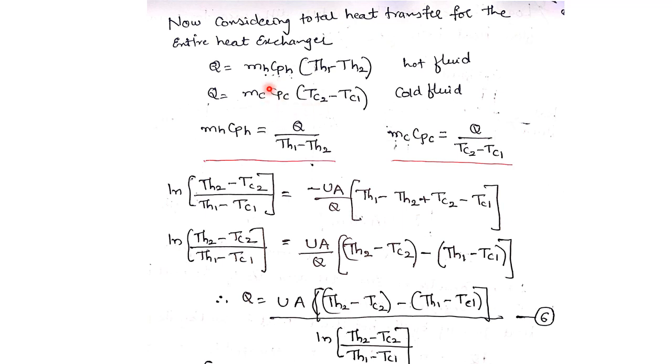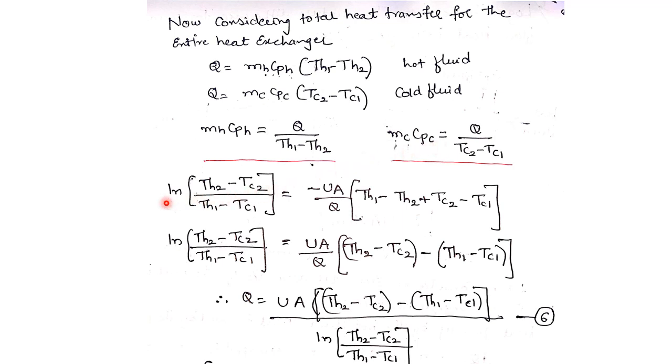Now by these two equations, I will write mH into CPH equals Q divided by TH1 minus TH2. So this mH equation I have written from this equation. Similarly mC into CPC will be equal to Q divided by TC2 minus TC1, based on this equation. Now substituting these mH into CPH and mC into CPC values in the previous equation, that is equation number 5.